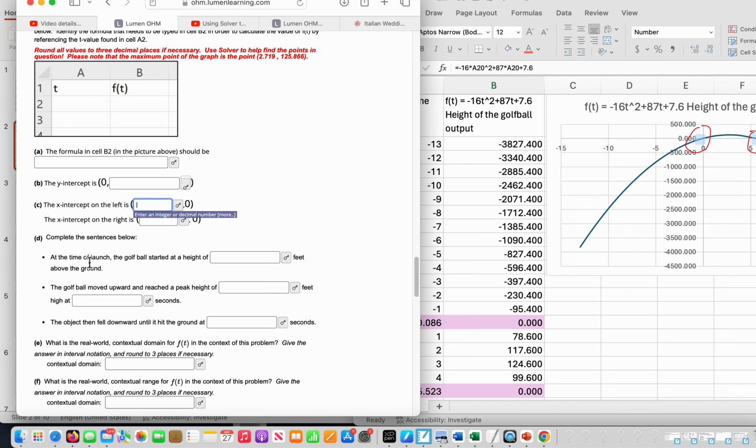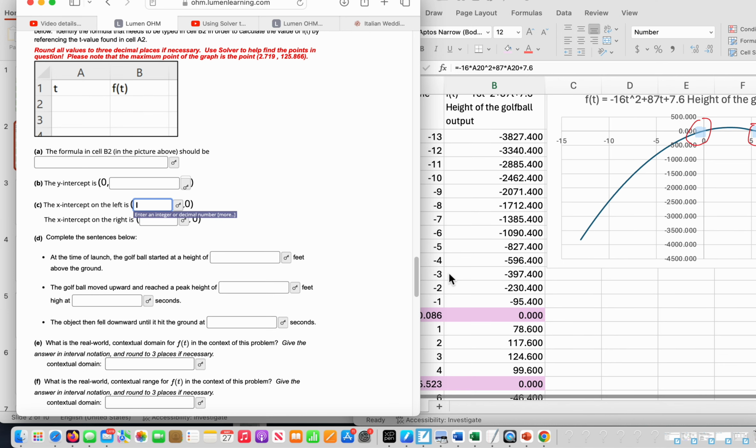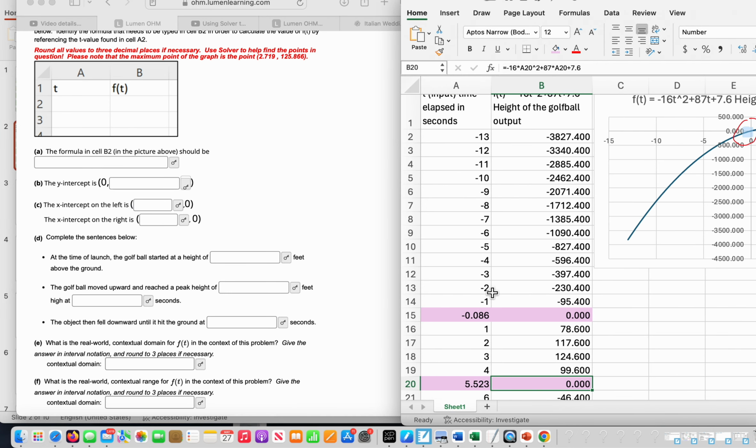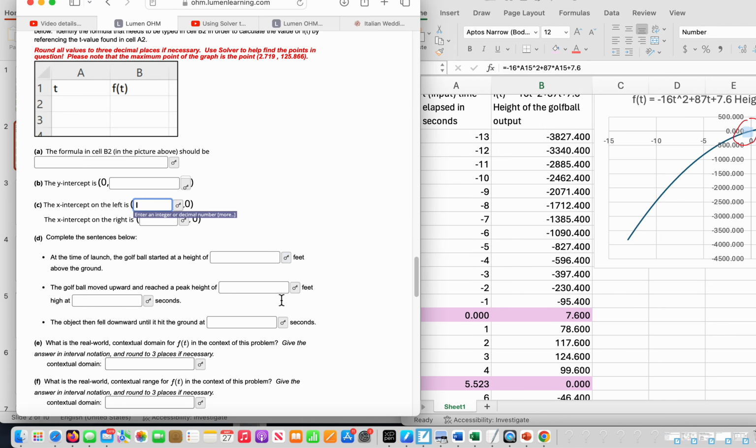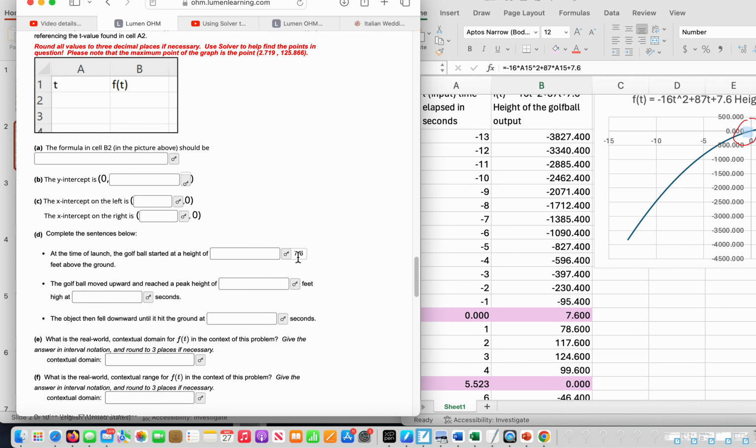So now this next part says at the time of launch, the golf ball started at a height of how many feet? At the time of launch means that time is 0. That's what it's asking. Right before you launch the ball, what was the height of the ball? So when time is 0, the height is 7.6 feet. All right, so you must be standing on some sort of platform before the golf ball is hit. So you can see 7.6 feet.